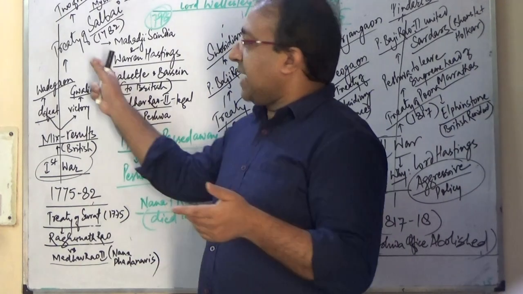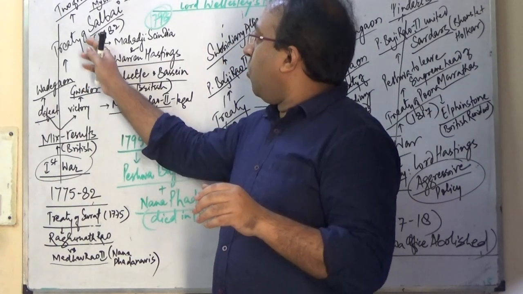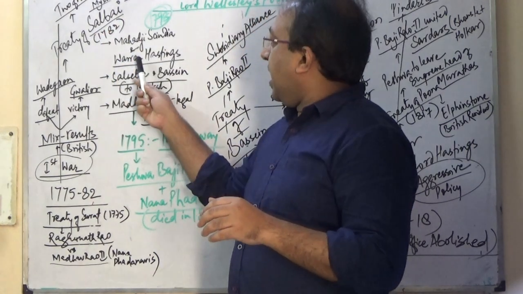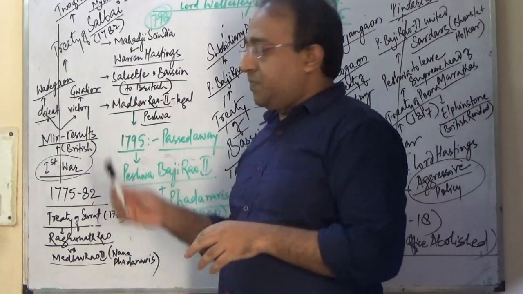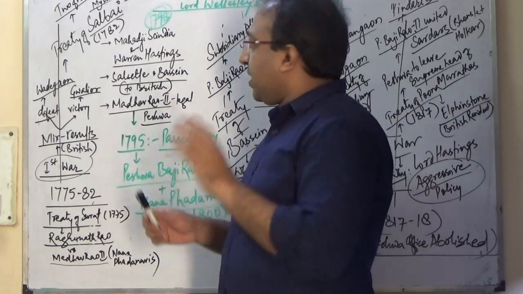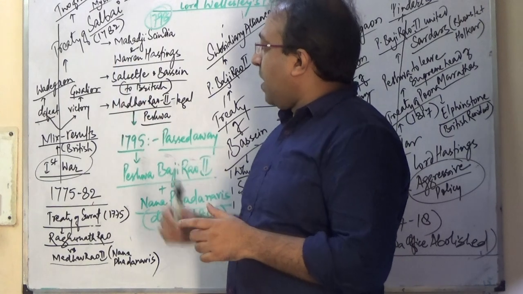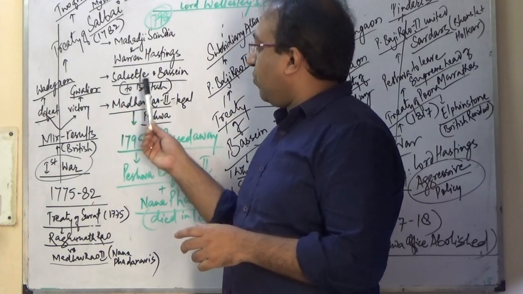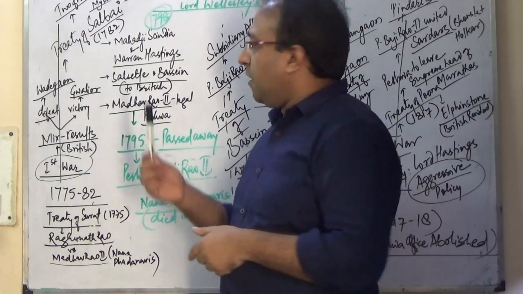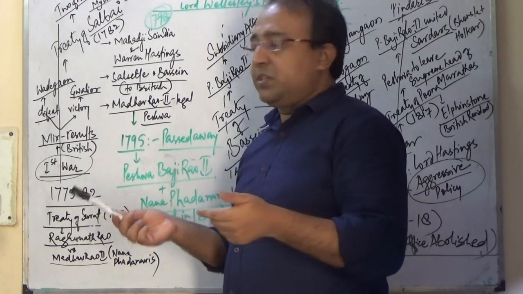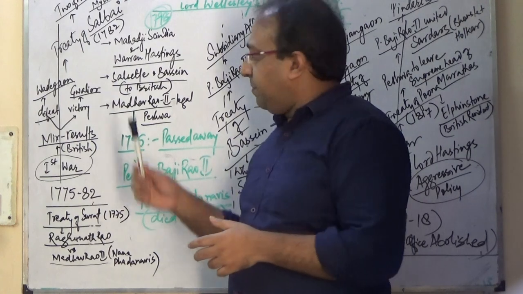So obviously, they signed a peace treaty with the Marathas under the Treaty of Salbai, in which Mahadji Sindhia and Warren Hastings, who of course was the Governor General, were the signatories. So the Treaty of Salbai was signed, and then Salsette and Bassein, which were captured by the Marathas from the Portuguese, were given back to the Britishers.